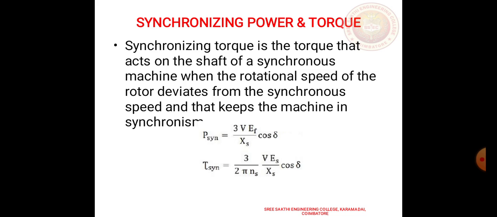And next one is about synchronizing power and synchronizing torque. It is the power or torque that acts on the shaft of a synchronous machine when the rotational speed of motor deviates from synchronous speed and keeps machine always in synchronism, and it is given by the following equations.